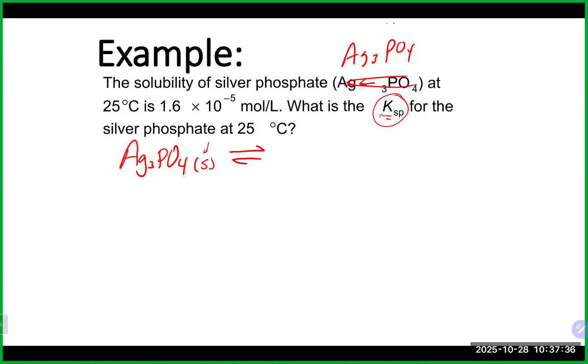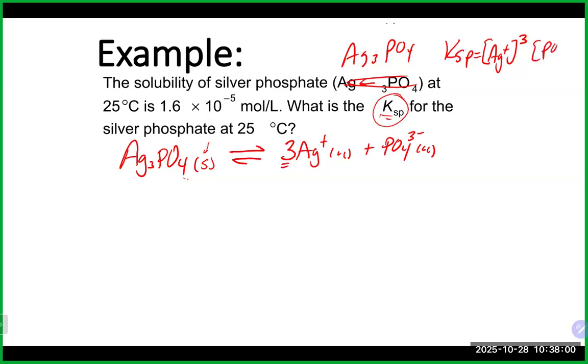If there's a Ksp involved, somebody's going to be the solid. This is going to break apart into 3 silver ions and a phosphate ion in this case. And this will give us our Ksp expression. That will be our silver, which we will need to cube because of the coefficient, times our phosphate. And obviously that is what we're looking to find: what is this value?